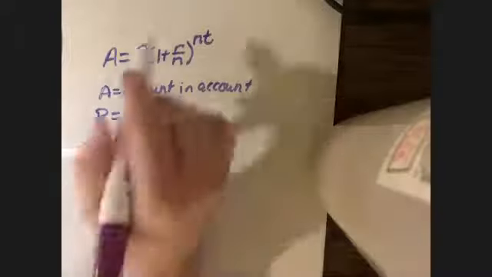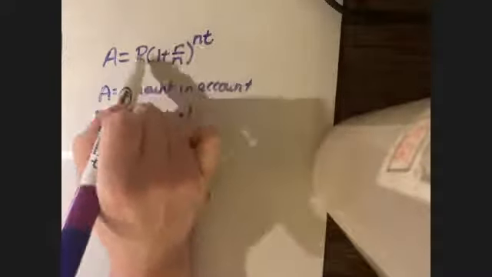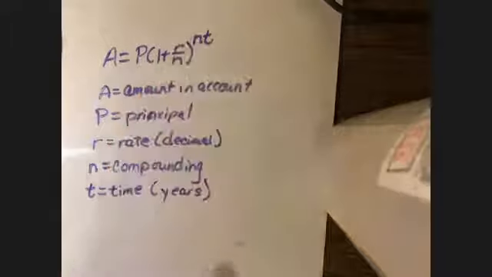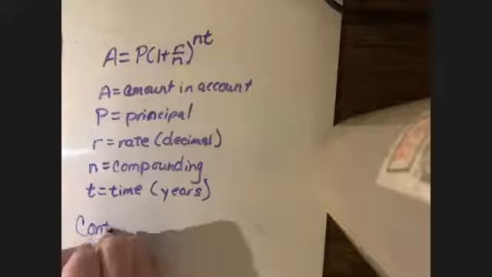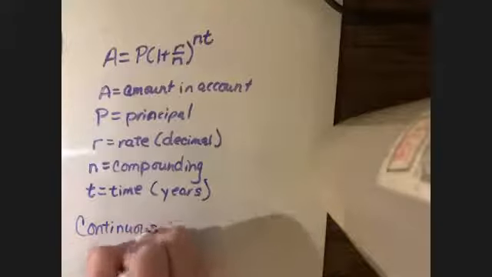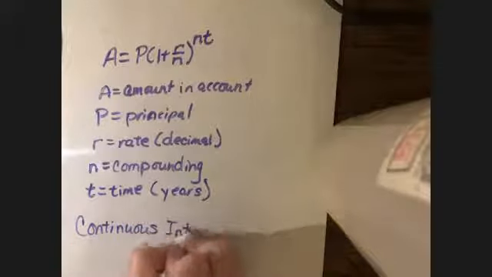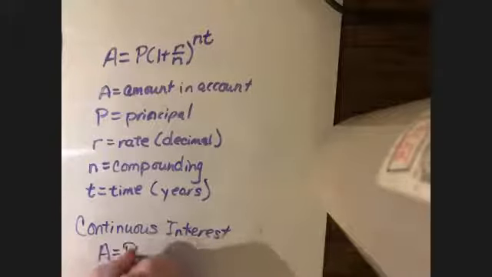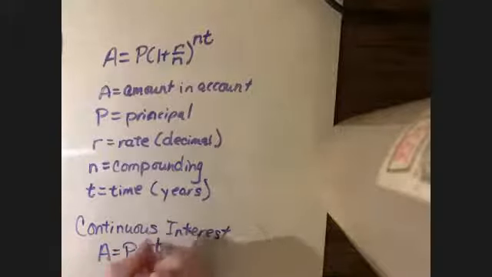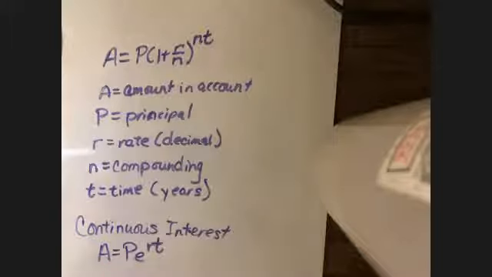Now then, hopefully you kind of see this 1 plus, and we see this over N to the N. Kind of looks like Euler's thing that we had before. Now, if you can get what's called continuous interest, this formula morphs into A equals P e to the RT. All the letters here are the same as the letters up here. It's just slightly different.